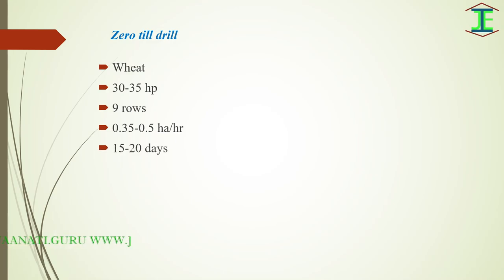And comparing to the normal method, by using this zero till drill, the crop can be grown 15 to 20 days earlier. And the yield is increased up to 15 to 25%.